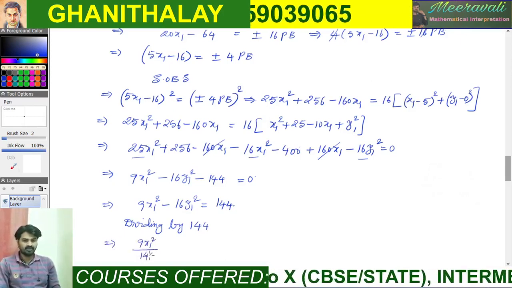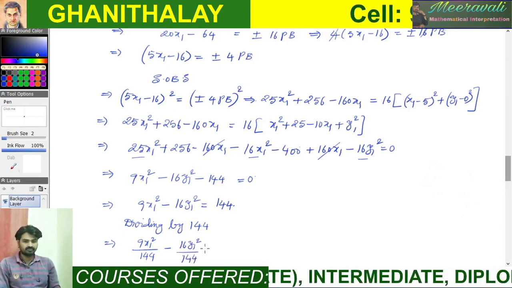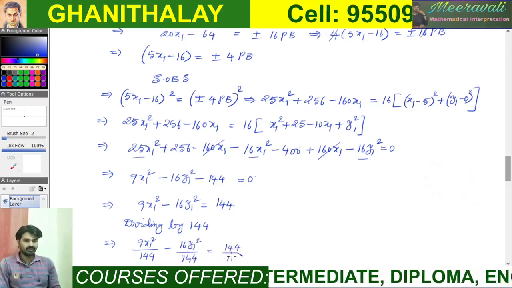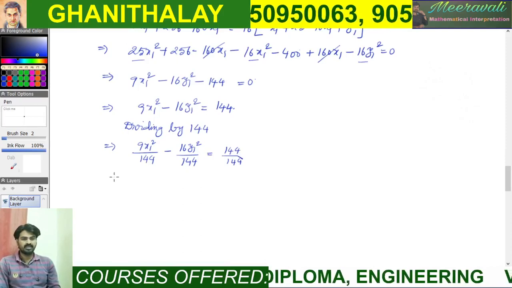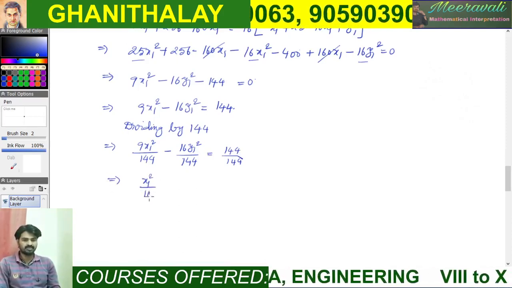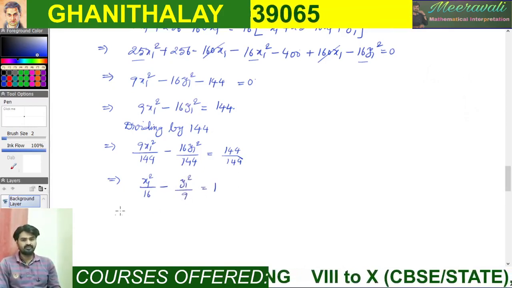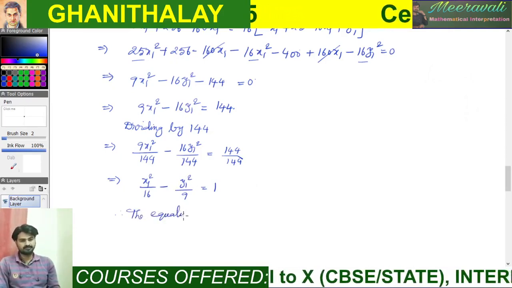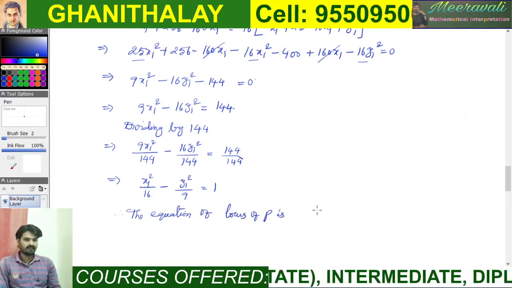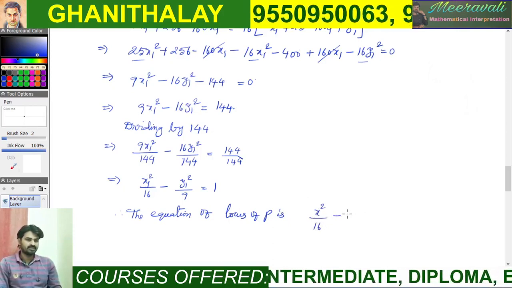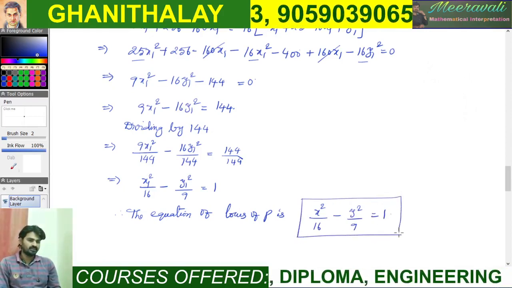Now you will get 9x1 square by 144 minus 16y1 square by 144 is equal to 144 by 144. Now finally you can cancel: 9 ones are 9, 16s, x1 square by 16; 16 ones are 16, 9s are 1. So therefore the equation of locus of P is x square by 16 minus y square by 9 is equal to 1. This is the equation of locus of P.